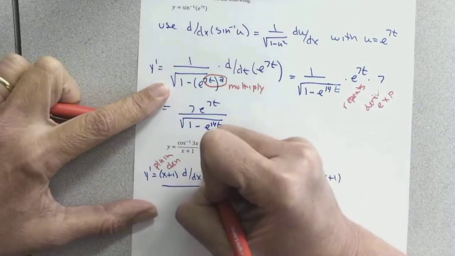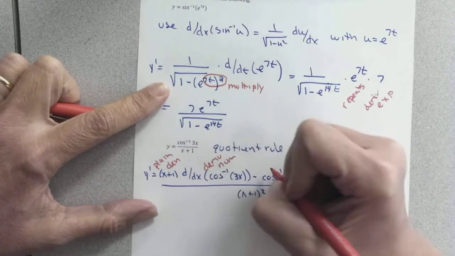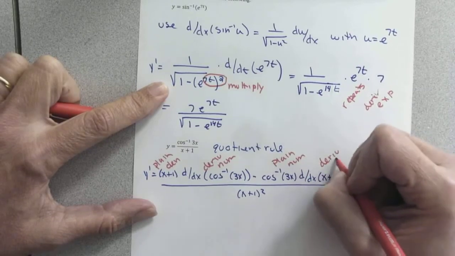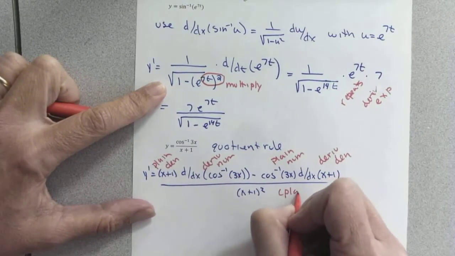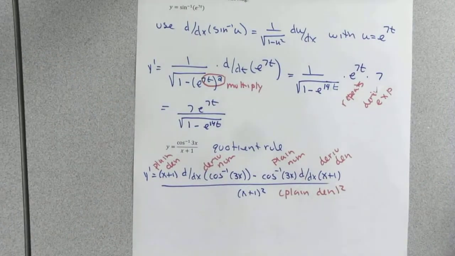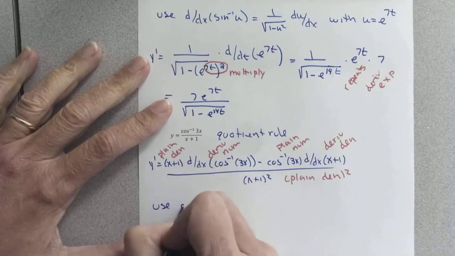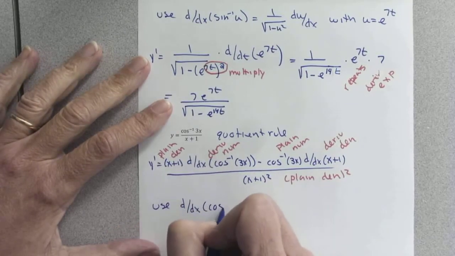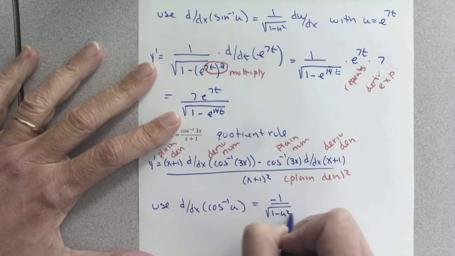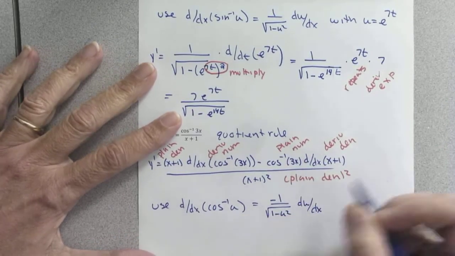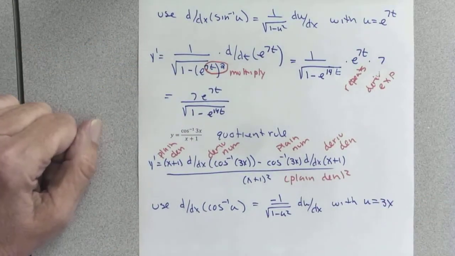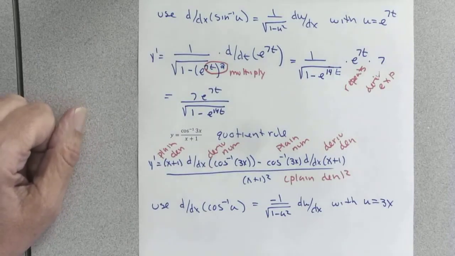Plain denominator, derivative numerator, plain numerator, derivative denominator, plain denominator squared. Now next we're going to use that the derivative of cosine inverse of u is -1 over the square root of 1 minus u squared times du dx, with, in this case, u equal 3x. You have to learn these formulas.